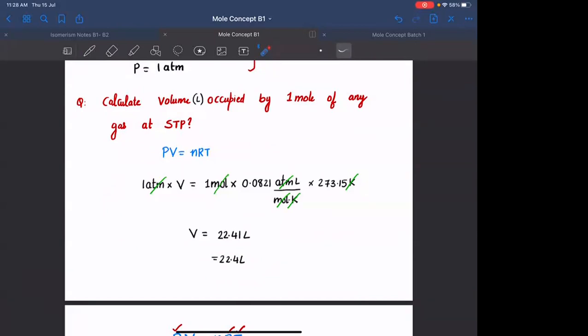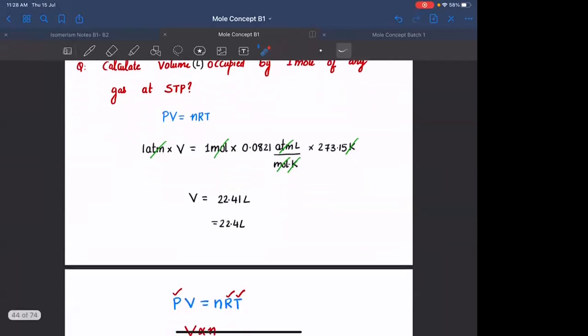If I take 1 mole of H2, and I want to maintain its pressure as 1 atmosphere and its temperature as 273.15 Kelvin, I need to take that hydrogen gas in a volume of 22.4 liters. Then if I measure the pressure inside it, I will get 1 atmosphere. If I measure the temperature inside it, I will get 273.15 Kelvin. Clear?